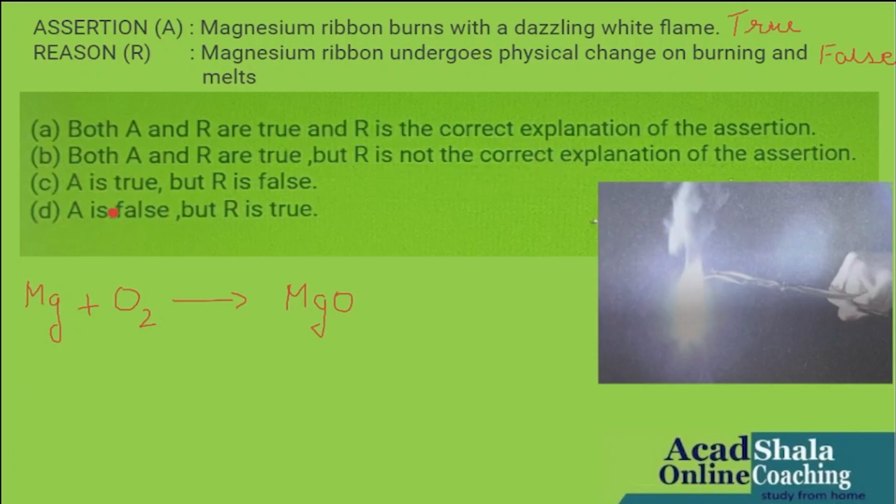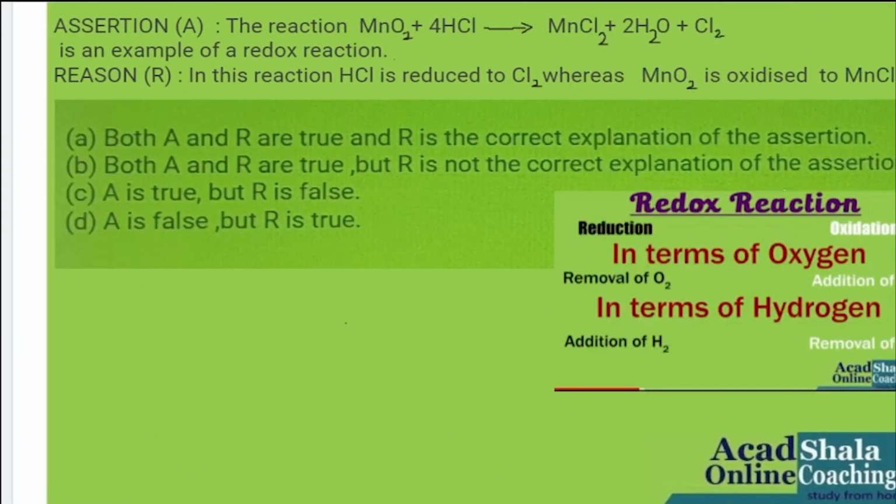I think option C is suitable for this statement. That means A is true and R is false. So option C is suitable for this question. This is all over. So we have to keep in mind what I have done and what I have learned, and accordingly, please go for the options. Let us go for the next one.